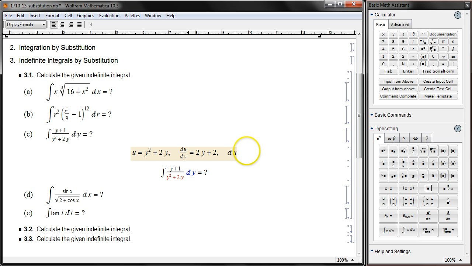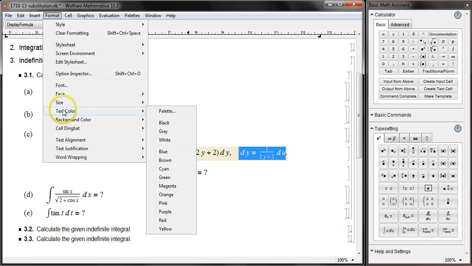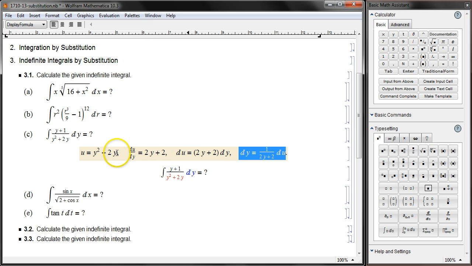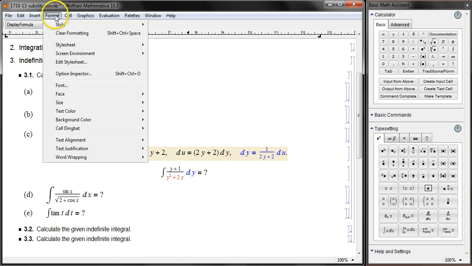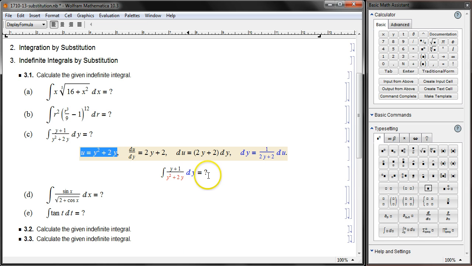So du is equal to 2y plus 2 dy, and finally dy is equal to 1 over 2y plus 2 du. Now, this is the differential part which I'm using blue to highlight, and this is the original substitution. I'm keeping red for this one. Ready? Let's put everything in. This is my u, and my du will be this one.